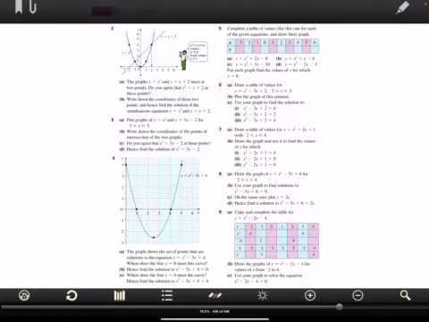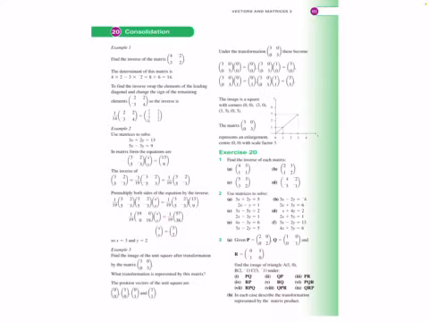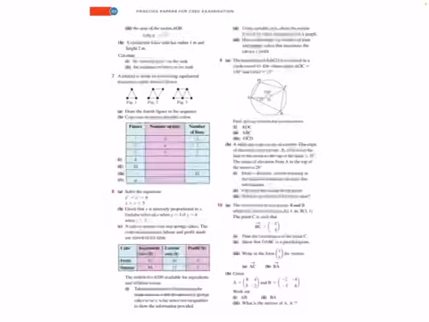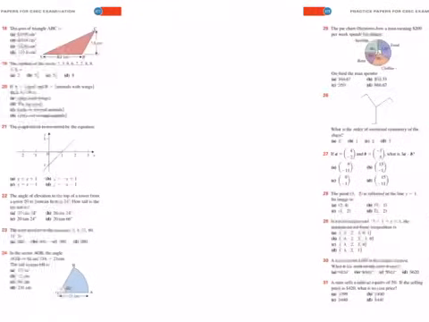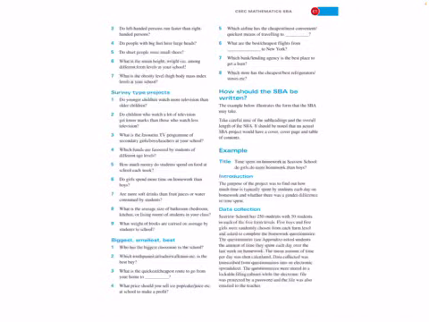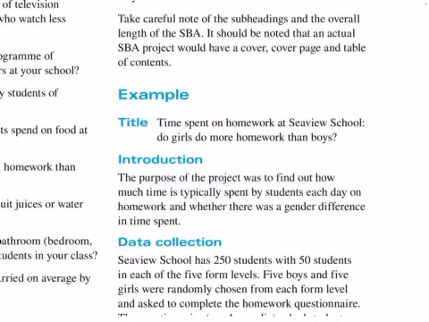in your book, page 468, I think. Yes, you see this, 471. This is your SBA. It's already there. You have to write a paper. Time spent on homework at Seaview School. This is an SBA. Do girls do more homework than boys?